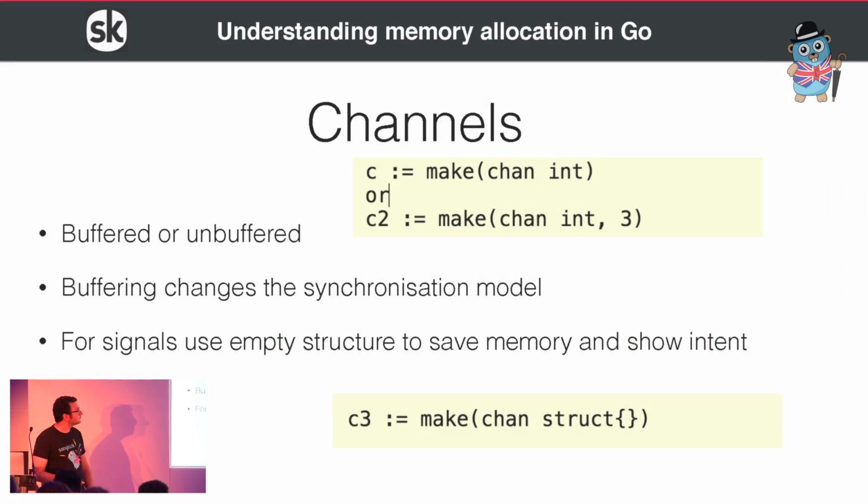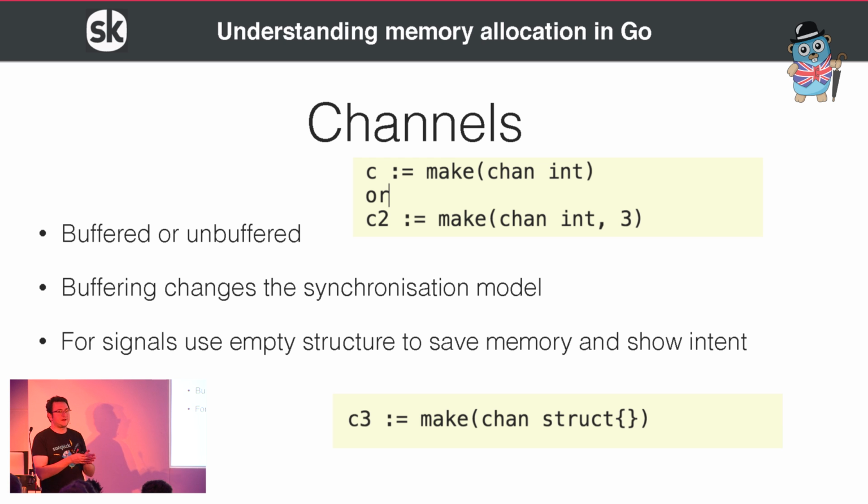Channels. So channels are made with make as well because they need some initialization. And channels are not much more, I'm simplifying here, than a buffer and a lock. So channels are used to communicate memory and do synchronization. If we just do make channel of integer, like the first line, we make an unbuffered channel. What that means is when you want to write to it, there's no buffer. So if you want to write on the channel, you need something listening at the same time. So the write will block until something reads from this channel.